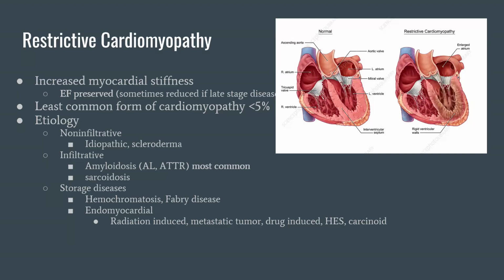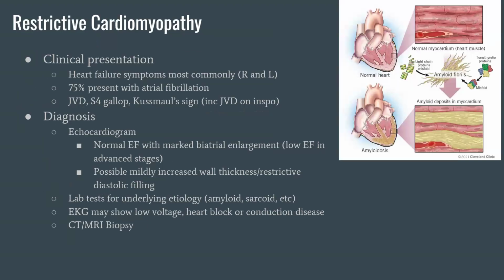Sarcoidosis can also cause this type of restrictive cardiomyopathy. Storage disease, so hemochromatosis, an abnormal deposit of iron, can also happen in the myocardium. Fabry disease is a genetic mutation where a certain protein deposits in the heart. Radiation induced, if someone had radiation to the chest for cancer, can cause that. Tumors, drug induced, and carcinoid can cause those. It may present with heart failure symptoms, most commonly right and left, because it doesn't really discriminate where the proteins or infiltrative process will deposit.